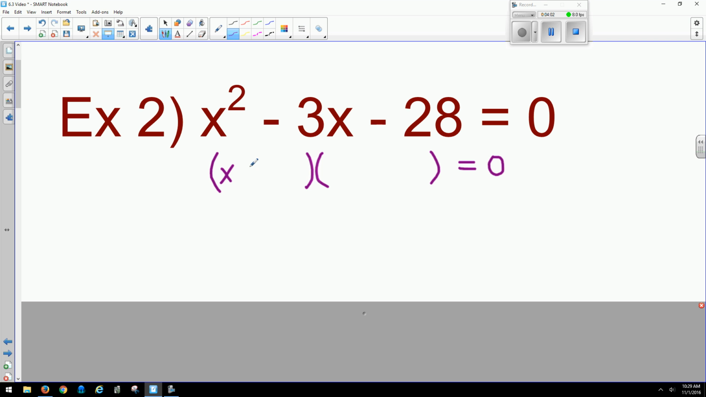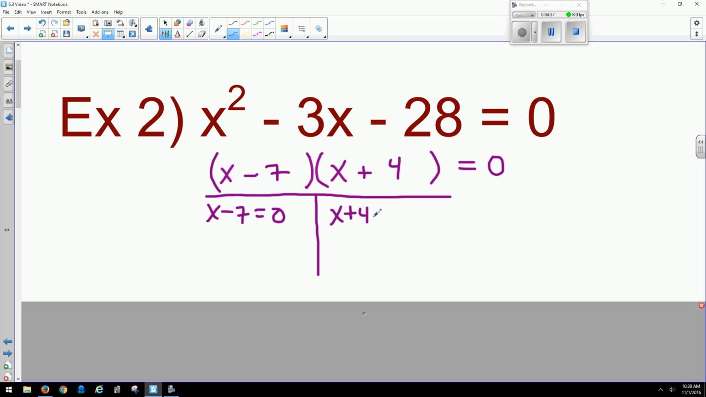This is going to be x minus 7 times x plus 4. What I'm seeing right here is a product of 2 binomials that's equal to 0. If you think about it, the only way I can get 0 if I multiply 2 terms together is if one of those terms is 0. So that means either this one has to be 0 or this one has to be 0. So what I'm going to do is set each of them equal to 0.